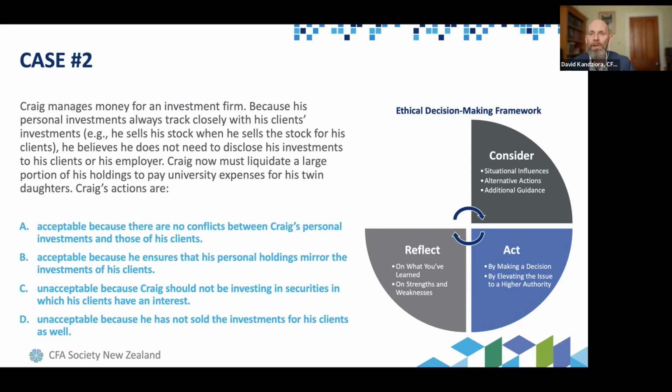So when we're looking at this particular one too, we want to identify the issues, that first part of the consideration side of things. So we've got Craig, he's closely aligned his personal investments with those of his clients, which is not necessarily a bad thing. Craig does not disclose this fact to his firm or his clients, however, so that's not so great. Craig must now liquidate that large portion of his investments. So consider options.